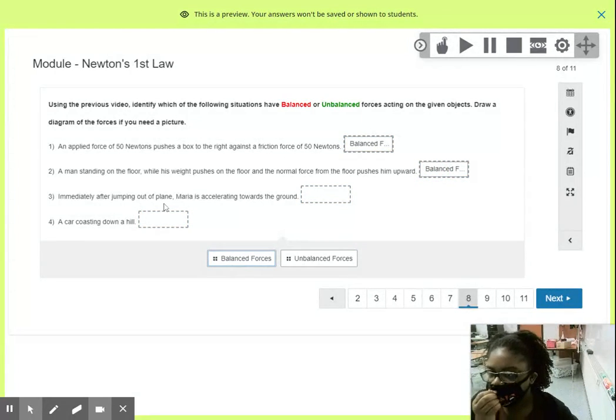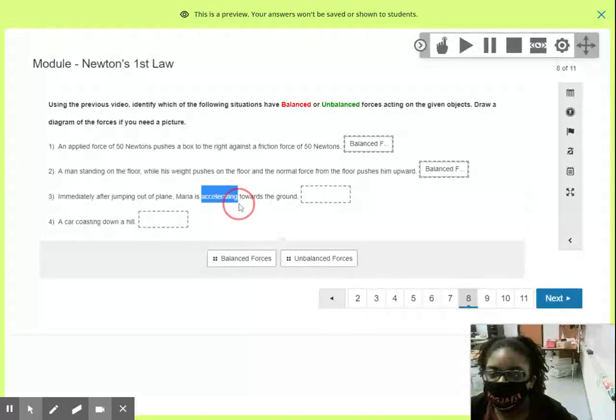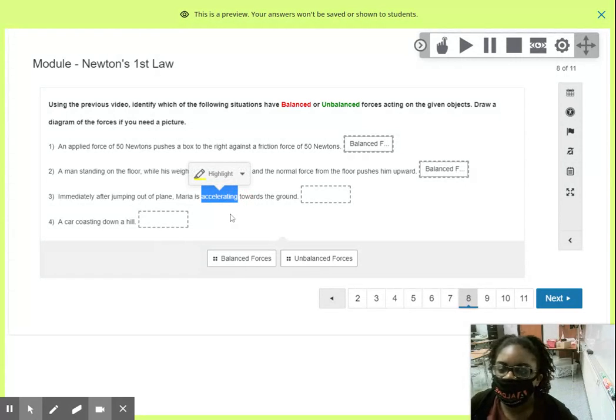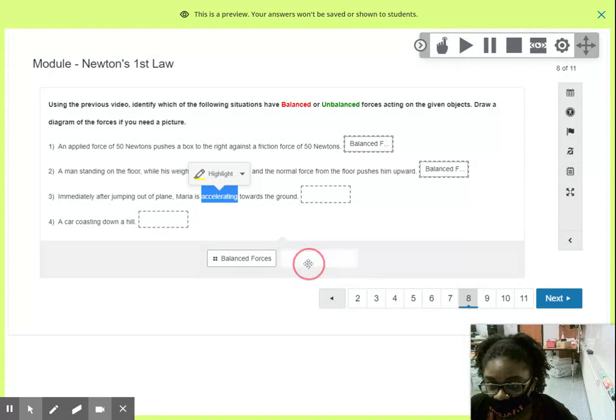Immediately jumping out of the plane, Maria is accelerating towards the ground. Here's the key word: accelerating. That means when Maria is jumping out of this plane, her speed is increasing as she is falling to the ground. Well, if we have a change in speed, if we are accelerating, that is an unbalanced force.